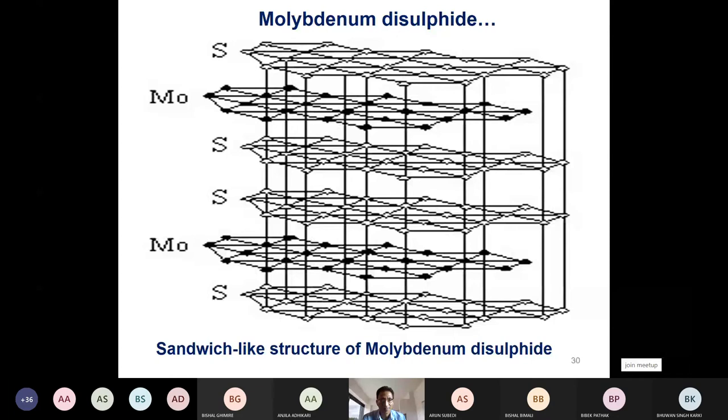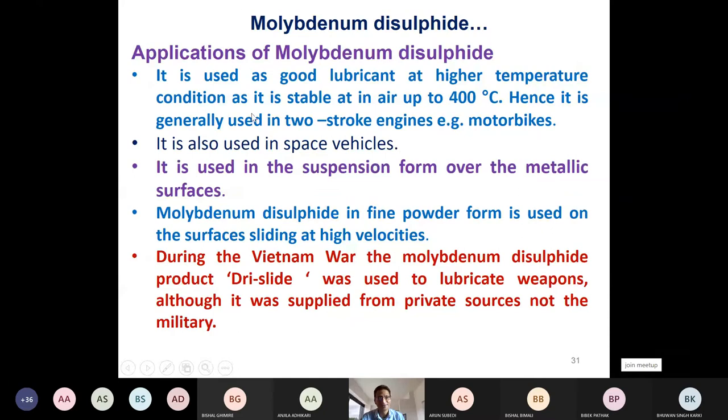The application of molybdenum sulfide: it is used as a good lubricant at high temperature conditions, as it is stable in air up to 400 Celsius. Hence, it is generally used in two-stroke engine motorbikes. It is also used in space vehicles. I will show the picture of a space vehicle on the next slide.